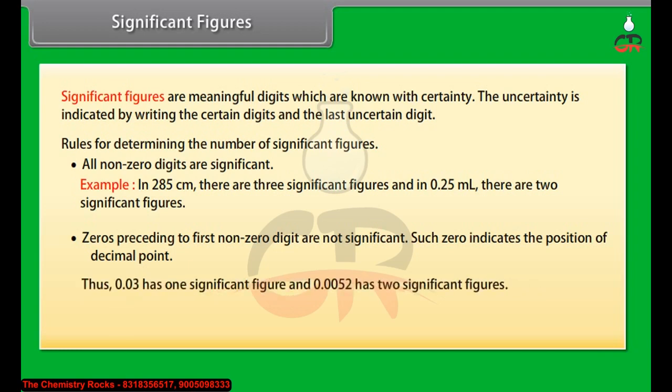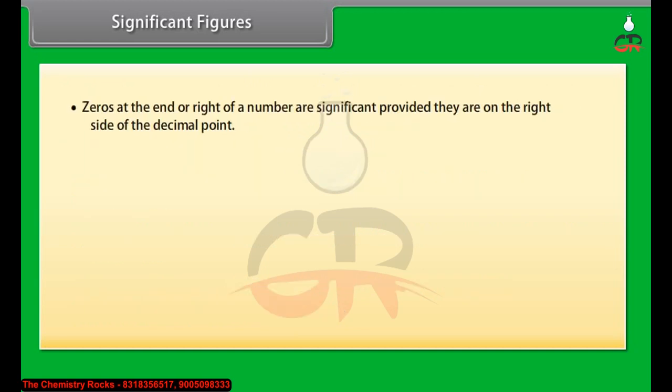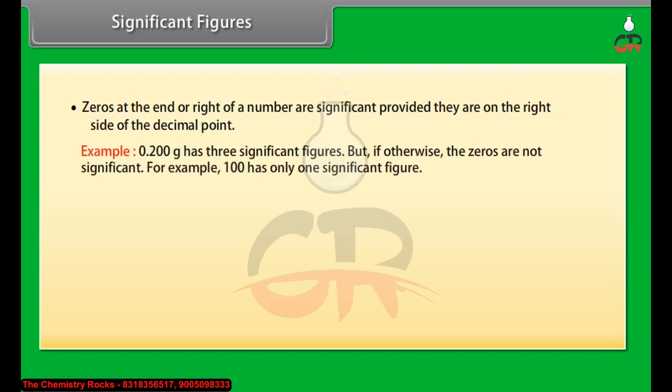Thus, 0.03 has one significant figure and 0.0052 has two significant figures. Zeros between two non-zero digits are significant figures. Zeros at the end or right of a number are significant provided they are on the right side of the decimal point. Example: 0.200 gram has three significant figures. But if otherwise, the zeros are not significant. For example, 100 has only one significant figure.